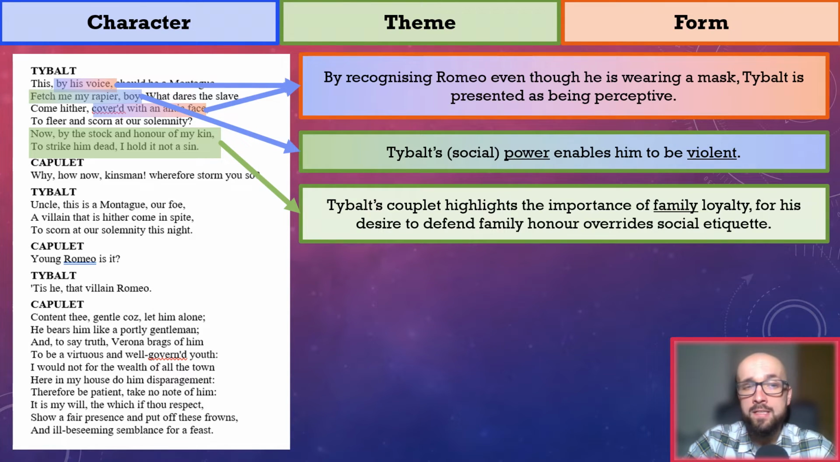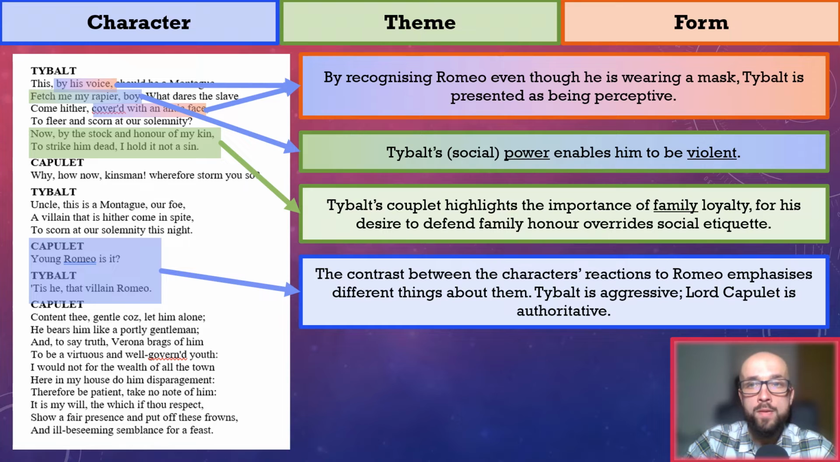Now, Lord Capulet and Tybalt have differing reactions to Romeo's identity in this short exchange. Because Tybalt calls Romeo a villain, we see that Tybalt is an aggressive character because he only sees Romeo as a bitter enemy he detests.